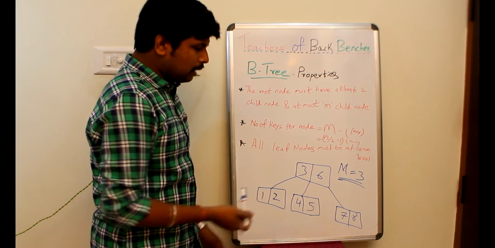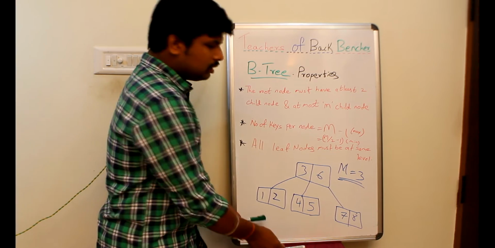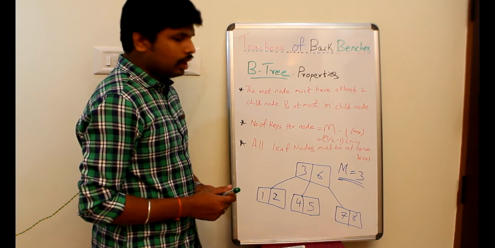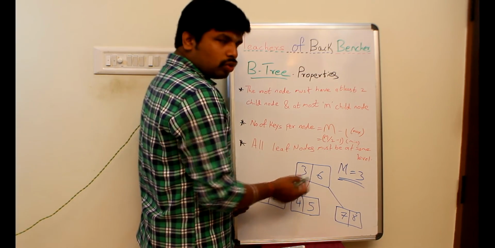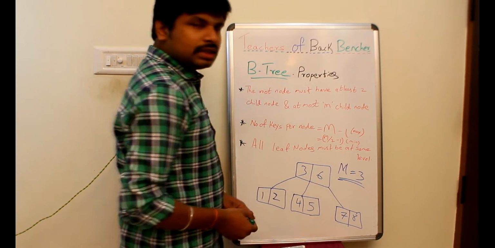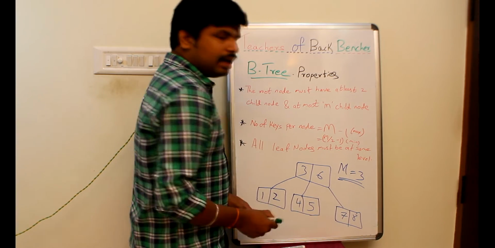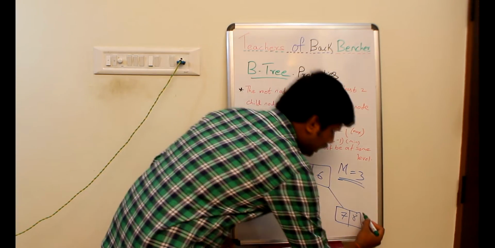Now, for example, if we are going to add a new value in this B tree, say the value 9. We check the root node: 9 is greater than 6, so we go to the right side of 6. 7 and 8 are available, so we have placed the 9 over here.